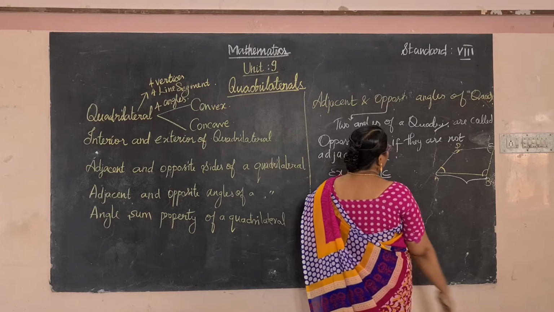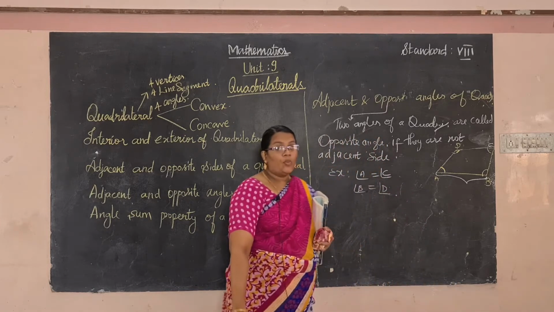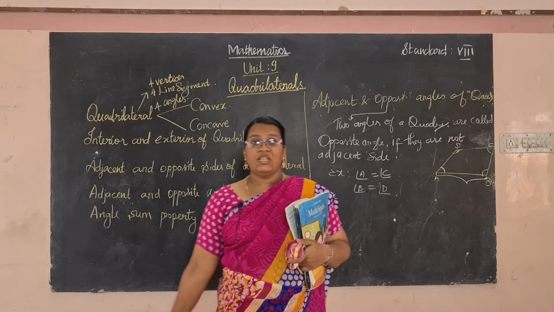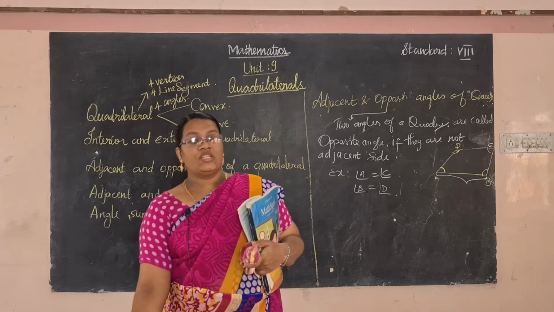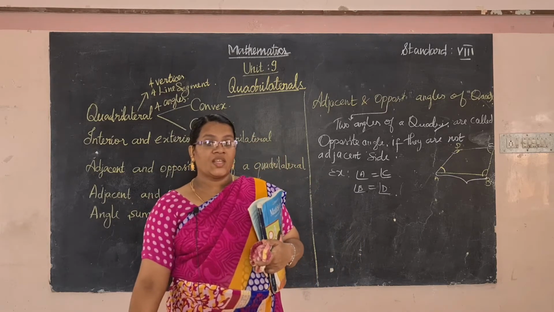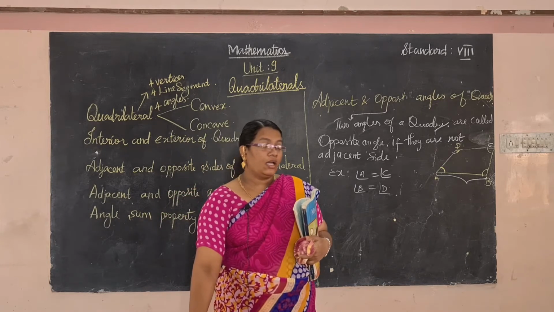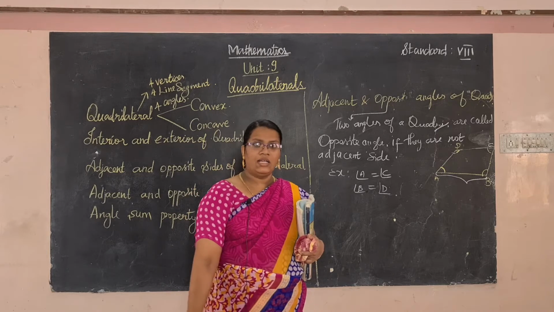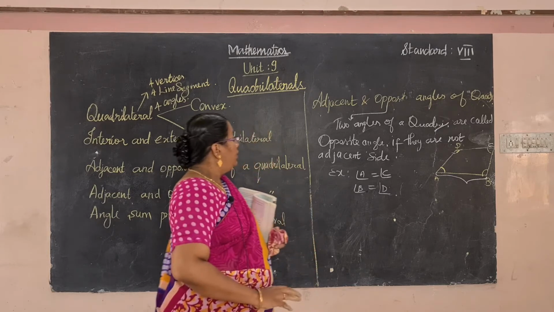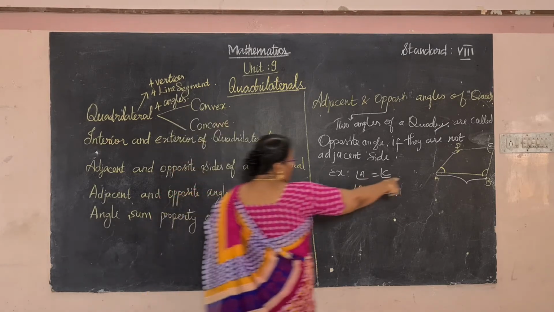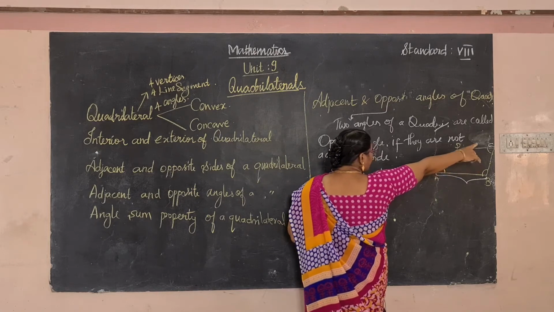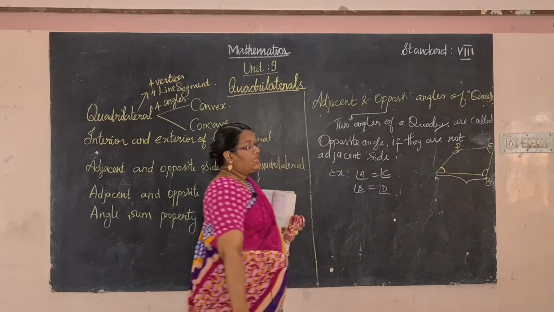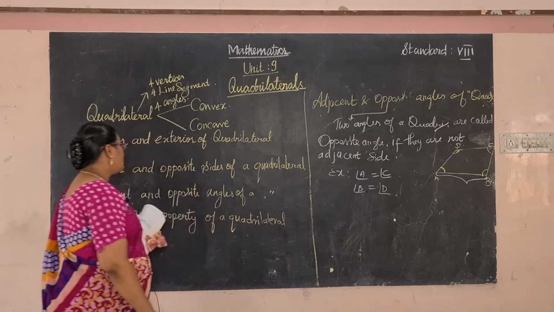These are the opposite angles. Already in class 7 we have learned about the transversal, is it? Vertically opposite angles, adjacent angles, linear pair, that we also learned in the 7th standard. Here angle A and C are the opposite angles, B and D are the opposite angles of the quadrilateral.